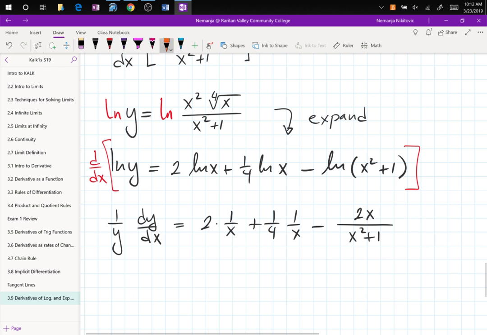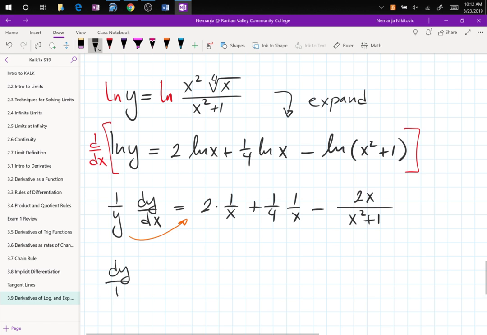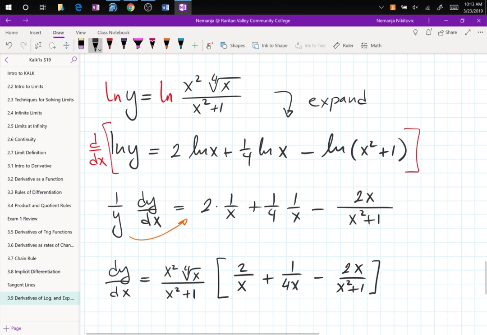Now, this y goes to the other side, but we know that the y is our original function. So dy dx is equal to y, which is x squared 4th root of x divided by x squared plus 1, times 2 over x plus 1 over 4x minus 2x over x squared plus 1. Oh, yay, that's factored. Right? But it's in a factored form. There's nothing else that you can factor out from the entire problem.